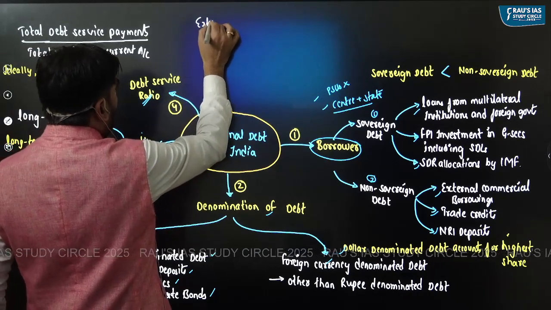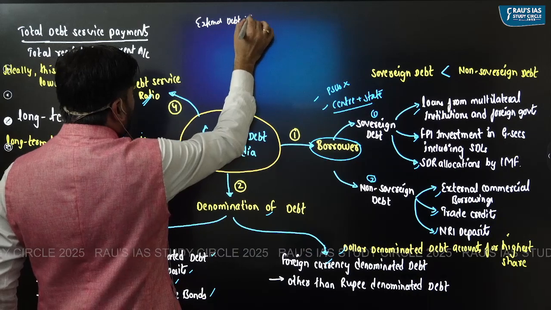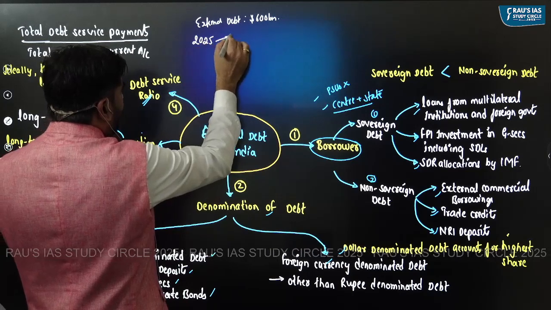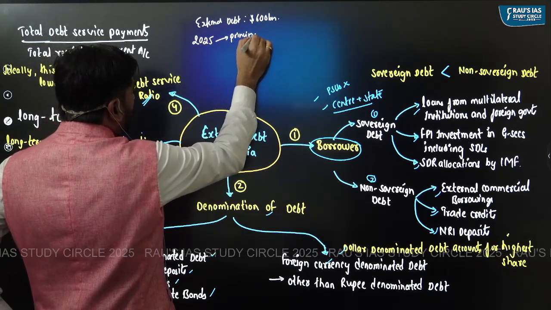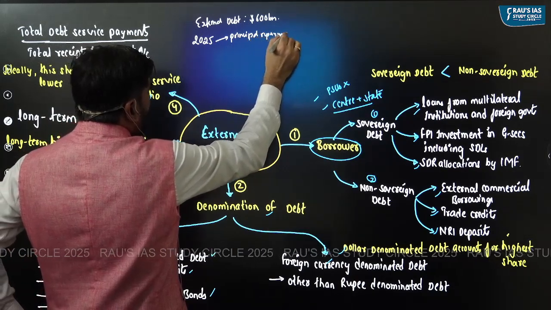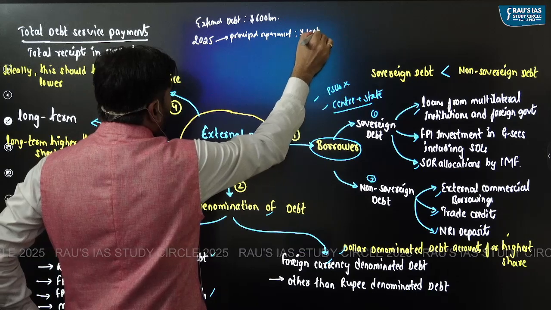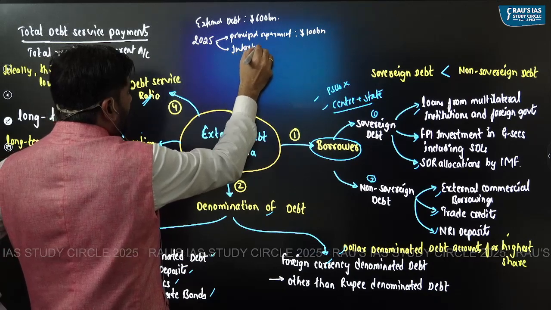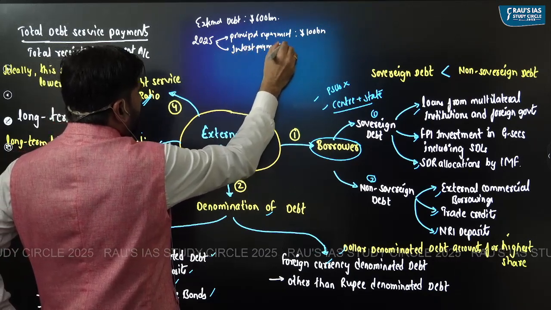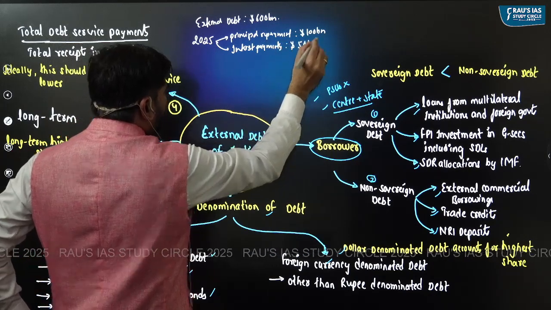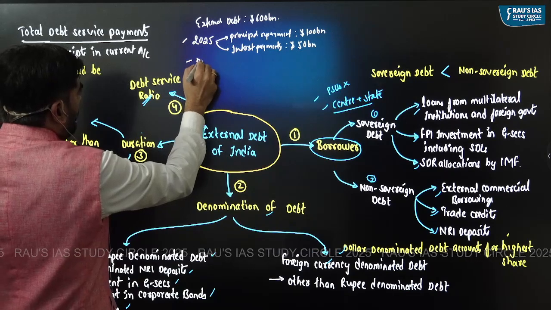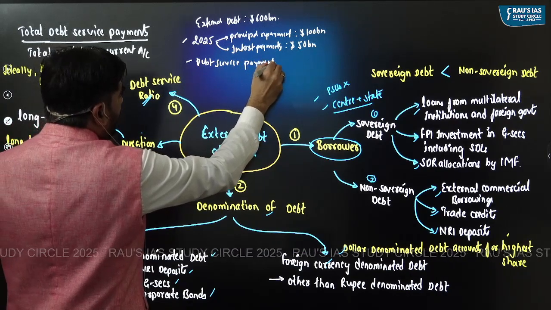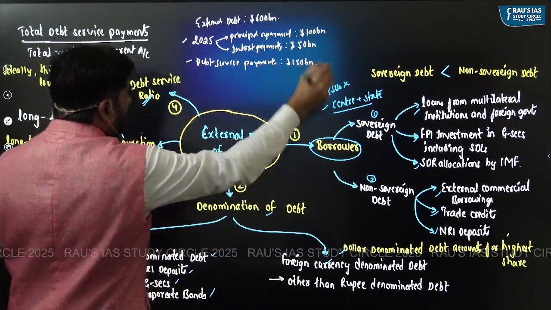What is that debt service payment? Let's say our external debt is around $600 billion. In the year 2025, out of this $600 billion, a loan of, for example, $100 billion is maturing. So we have to repay back the principal. And on the remaining external debt, we are required to make an interest payment of, let's say, $50 billion. So our debt service payment is $100 billion plus $50 billion, which is $150 billion.